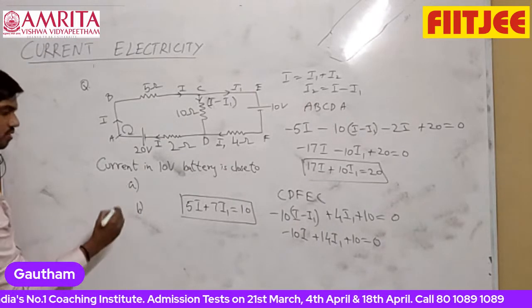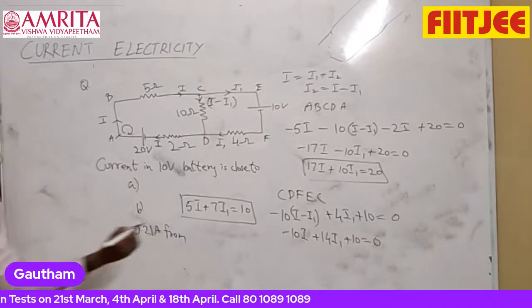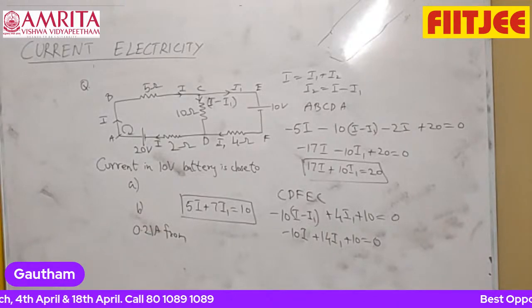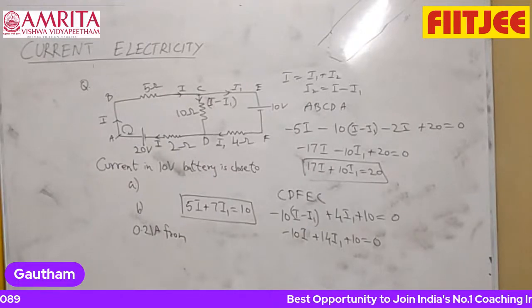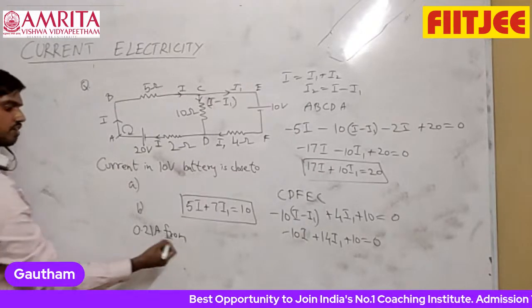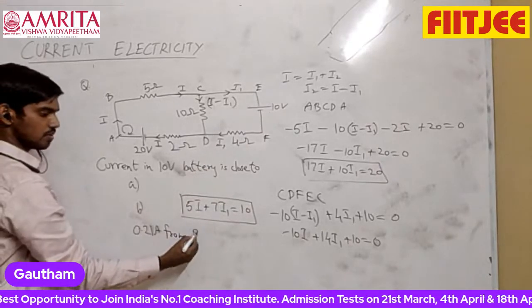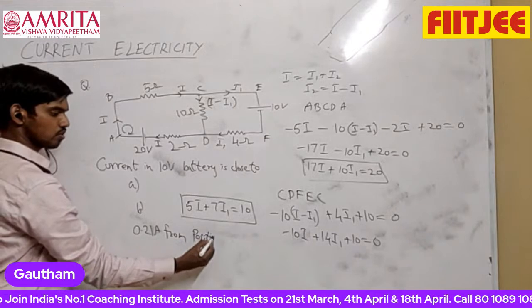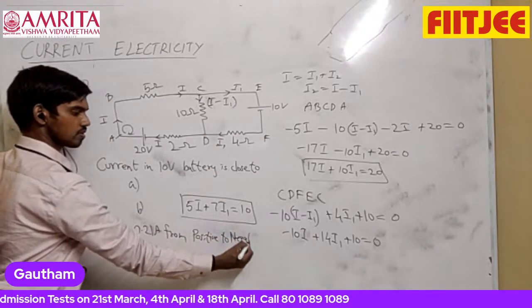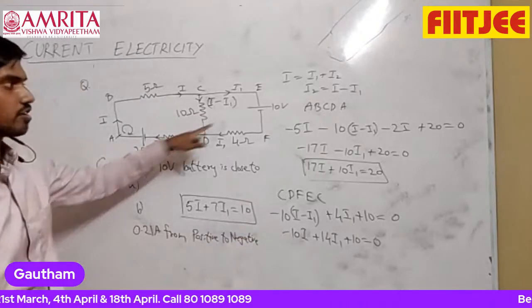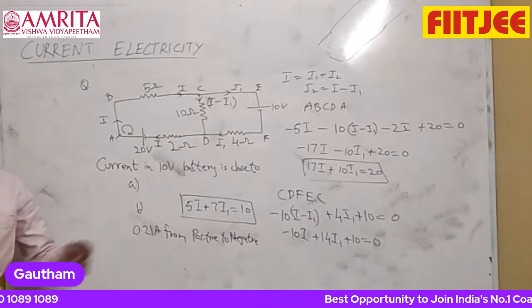So answer is given as 0.21 ampere from positive to negative terminal. In fact, only one answer is having the value of 0.21. So if I get the answer, that is fine. But they're saying direction is positive to negative. So you can solve these two equations and check the result. Positive to negative means this. So already that is the direction we have assumed. It means value will come as positive.